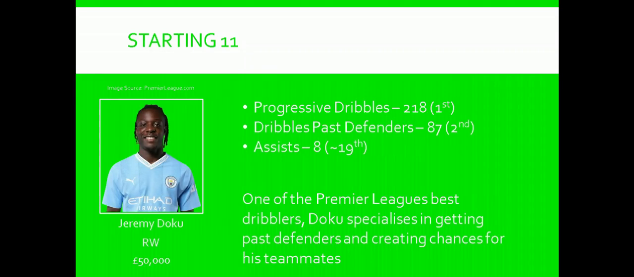Right wing, Jeremy Doku. He was number one by far in progressive dribbles with over 200 progressive dribbles this season. Also ranked second in terms of dribbles past defenders and also had 8 assists this season. Again, going to be really good at getting past defenders and creating chances for his teammates.